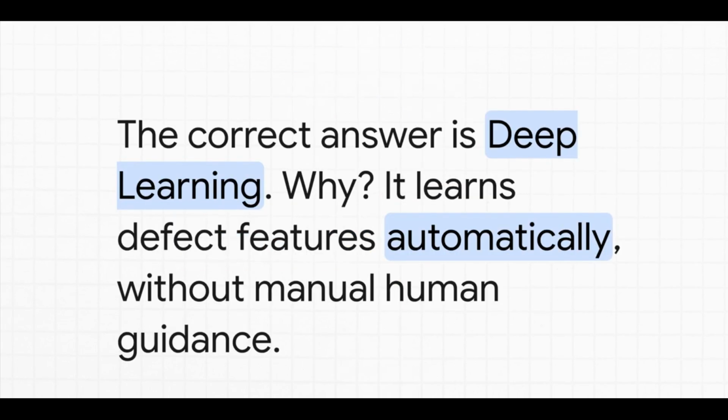What do you think? The answer is C, deep learning. So what were the clues? First, it's using complex data, images. And second, the absolute dead giveaway, it's learning the features automatically without any human guidance. That is the hallmark of deep learning.